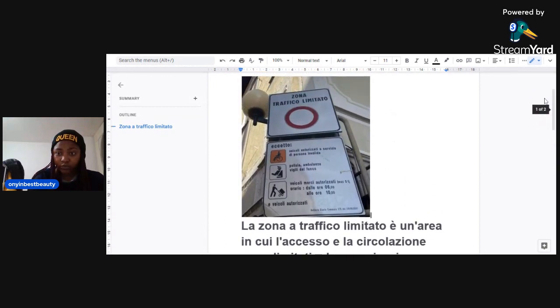I've made provision for this particular picture. You see this sign you're seeing here? This is called a zona a traffico limitato signal. So wherever you see this sign, know that in that place the traffic is limited. The movement there is what? Limited.